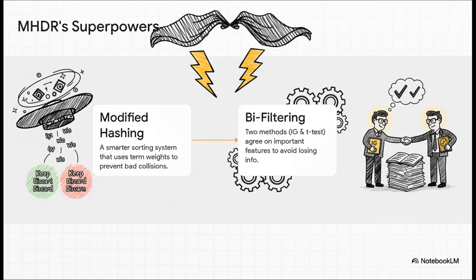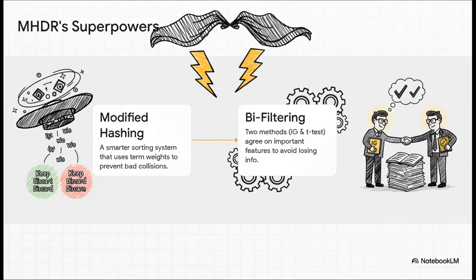First, a technique called modified feature hashing. Think of it as a super smart sorting hat. It doesn't just see a word, it assigns it a term weight to understand its context. So it knows the word bank probably means a riverbank in one document and a financial bank in another, and it weighs them differently. This pretty much stops those bad collisions from happening.